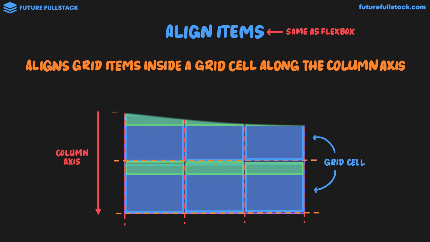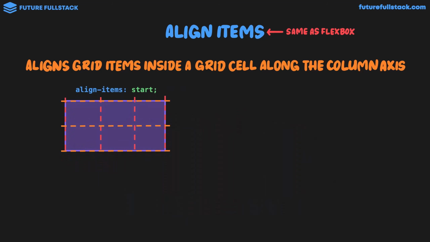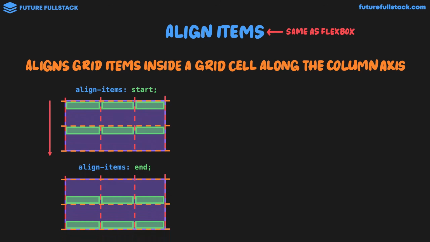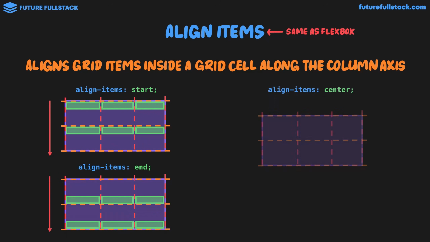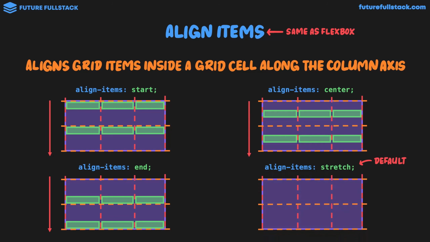So let's now take a look at the different align items values. We have align items start, where our grid items appear at the start of the grid cell along the column axis. We have align items end, where our grid items appear at the end of the grid cells along the column axis. We have align items center, where our grid items appear in the center of the grid cell along the column axis. And we have align items stretch, which again is the default value, and where our grid items will stretch the full height of their grid cell along the column axis. So let's go play around with this inside VS Code.